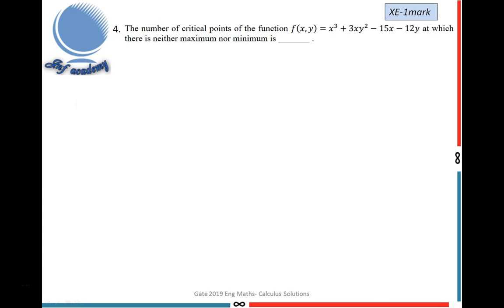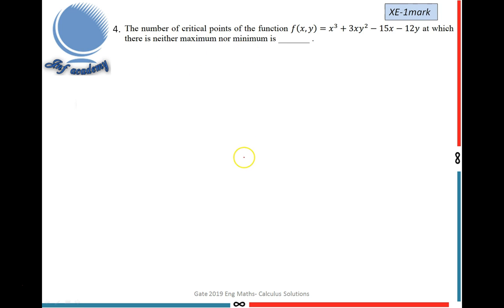The fourth problem is the number of critical points of the function f of x comma y equal to... a two-variable function is given, at which there is neither maximum nor minimum is dash. Here I have to find at what points f has neither maximum nor minimum. This question is from the XC department. It has 1 mark. Here a two-variable function is given.